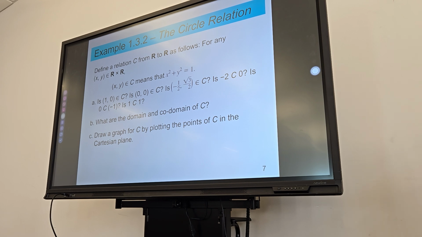How about another relationship from R to R, real numbers this time, not the relation. See how these math books can get confusing that way? This is not italicized, so it means the set of real numbers. For any X and Y that's an element of the cross product of real numbers with real numbers, X, Y is an element of C means that X squared plus Y squared equals 1. Okay? What are the domain and codomain of C?